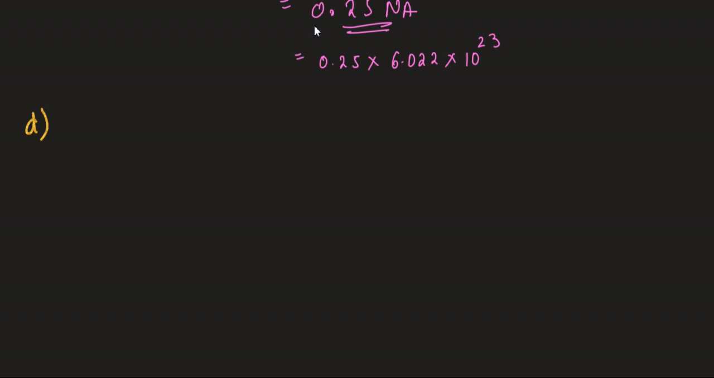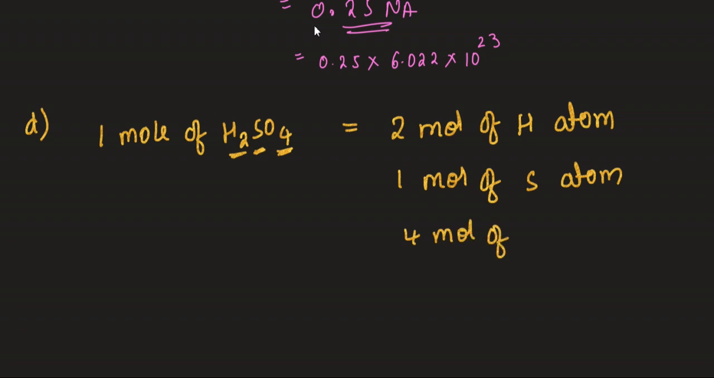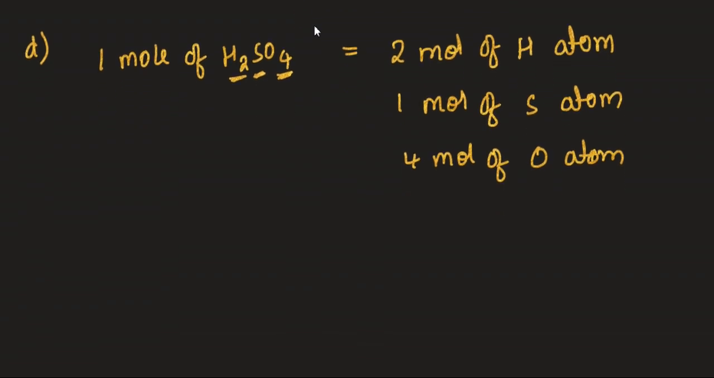First of all, suppose I give the example of H2SO4. If I say 1 mole of H2SO4 will contain what? 2 hydrogens are there, so we can say 2 mole of hydrogen atom. Next, how many sulfur do we have? 1, so 1 mole of sulfur atom. And oxygens are how many? 4, so 4 mole of oxygen atom. I hope you people understood. Yes or no?